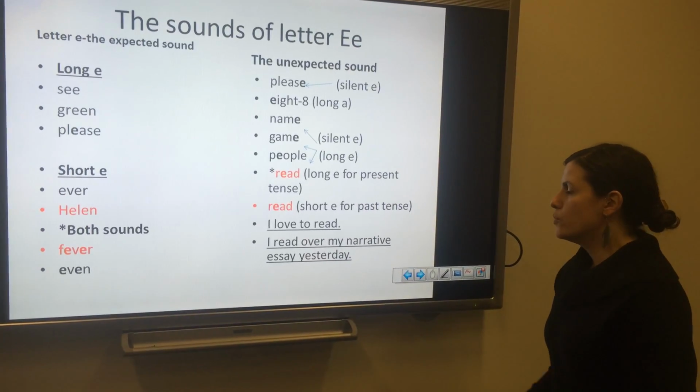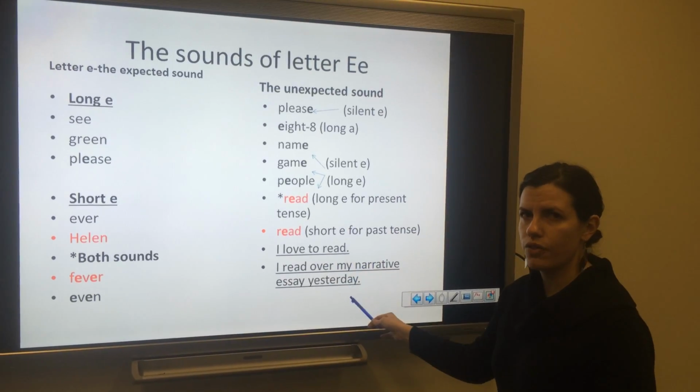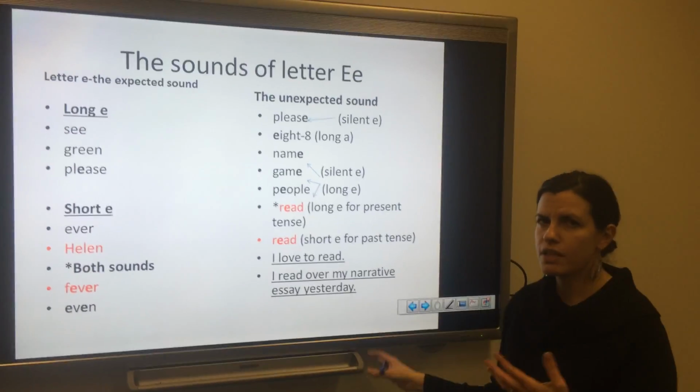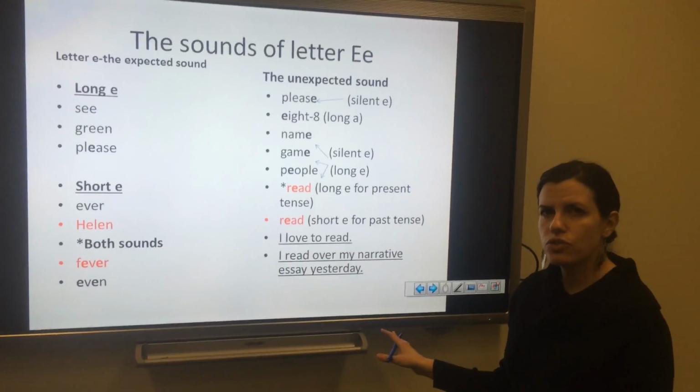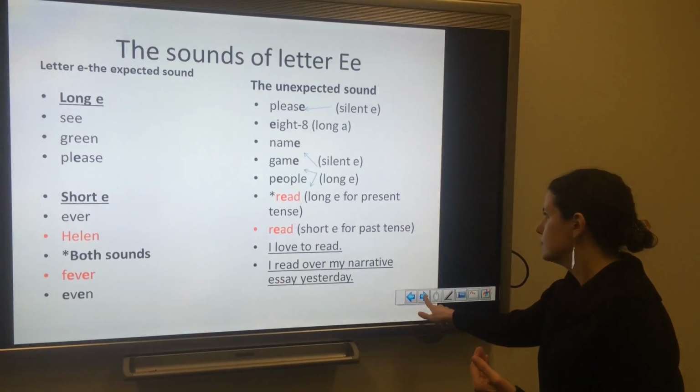The only way that you know if the sentence is past or present is by looking at the whole thing. And eventually it will become very easy for you. You might be confused right now, but soon this won't be a problem for you at all.